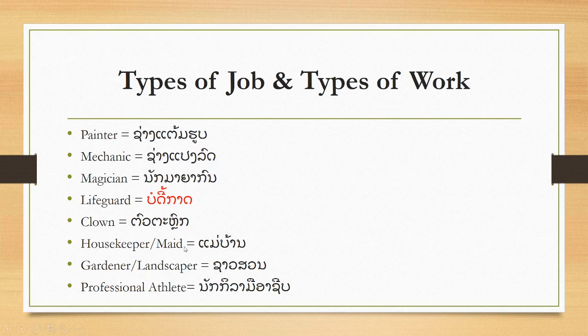Housekeeper or maid. That is your maid. Your gardener or your landscaper. That is not your maid, but they take care of your garden outside. They take care of the landscaping outside of your house. That is the gardener and landscaper. Professional athlete. A professional athlete is someone who is a pro football player, professional basketball player, professional soccer player. These are professional athletes.